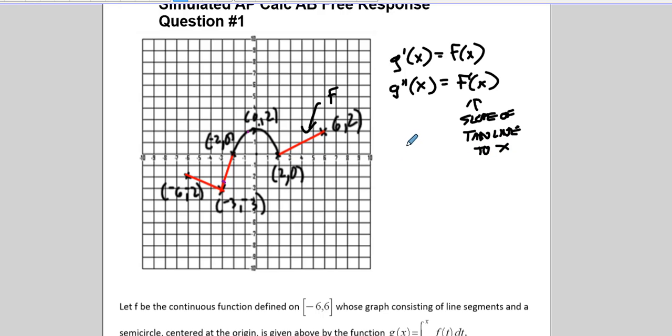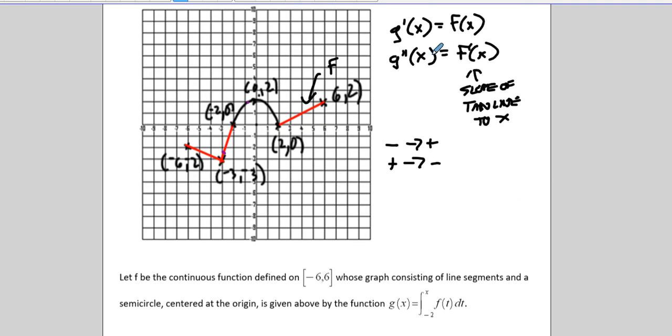Inflection points are found where the concavity goes from negative to positive or positive to negative. So the first thing I want to do is find where g double prime goes from negative to positive, but that's the same as f prime going from negative to positive. So where does that happen? I'm going to circle that. So right here, this is the function f, but f prime is negative here because the slope of the tangent line is negative. Then it goes to positive here. So right there is an inflection point.